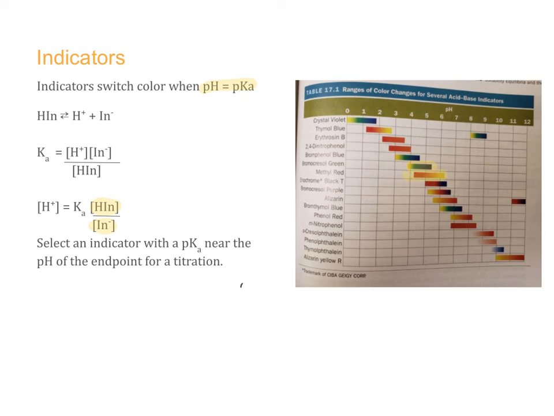So indicators are just colored acid-base pairs where the protonated and deprotonated forms have two different colors. So when you go from having more of the acid form to more of the base form, the color of the indicator changes.